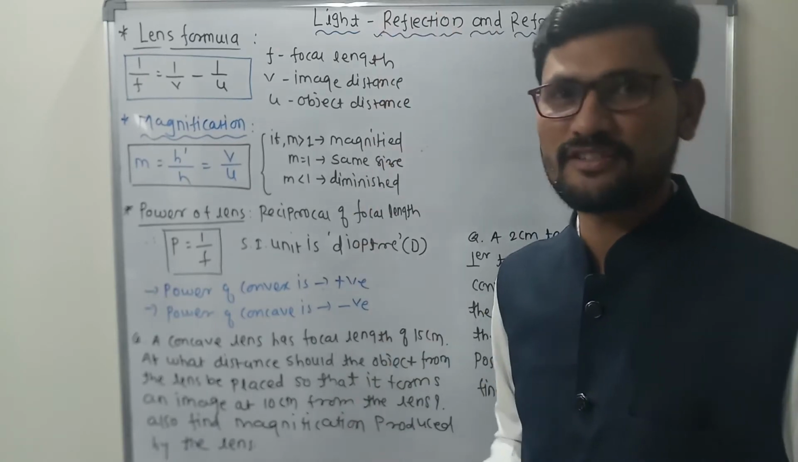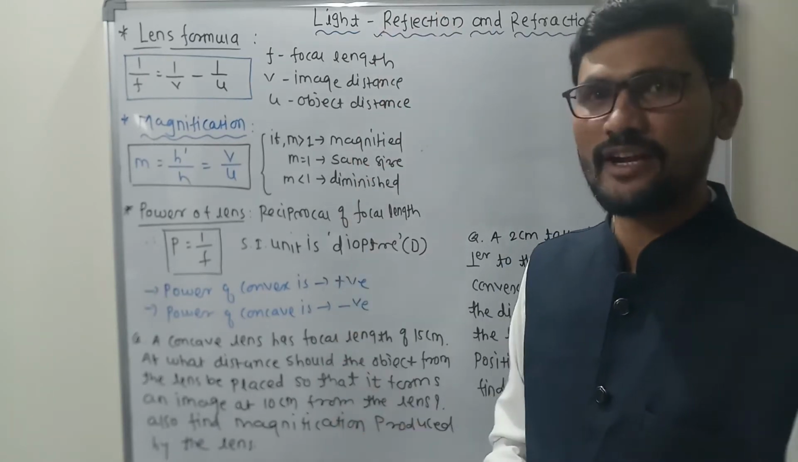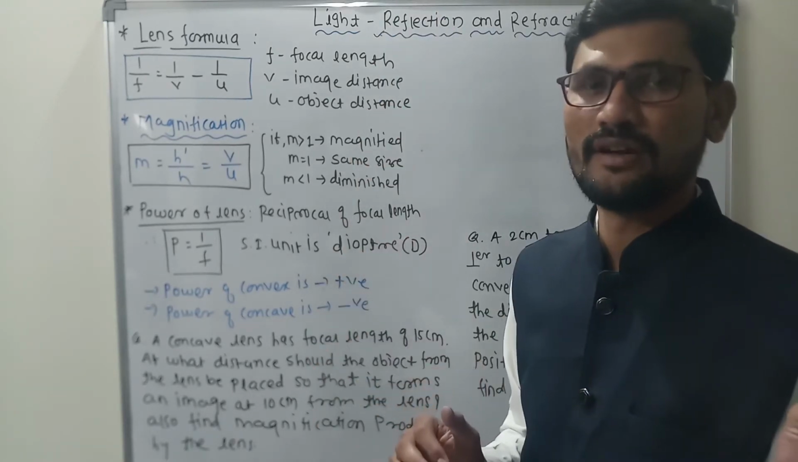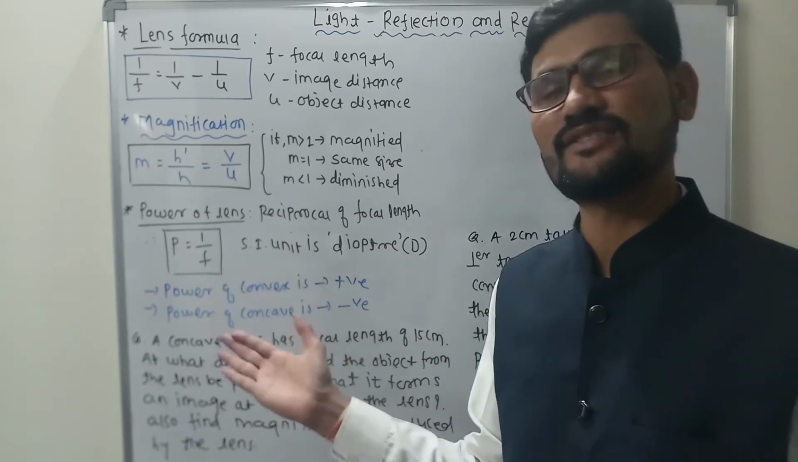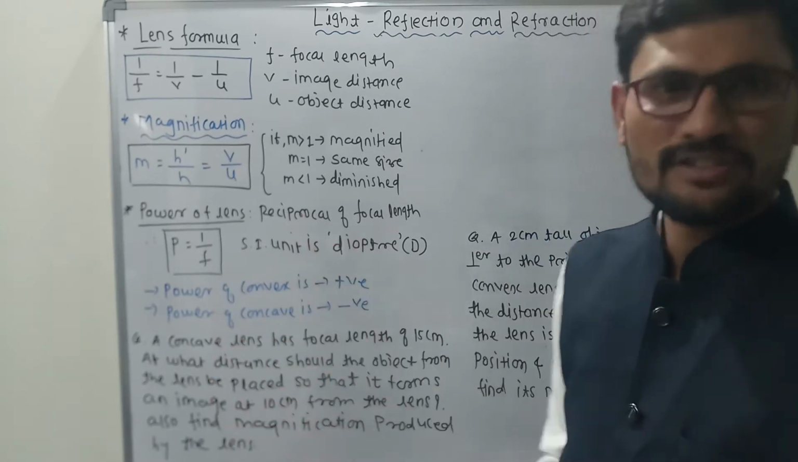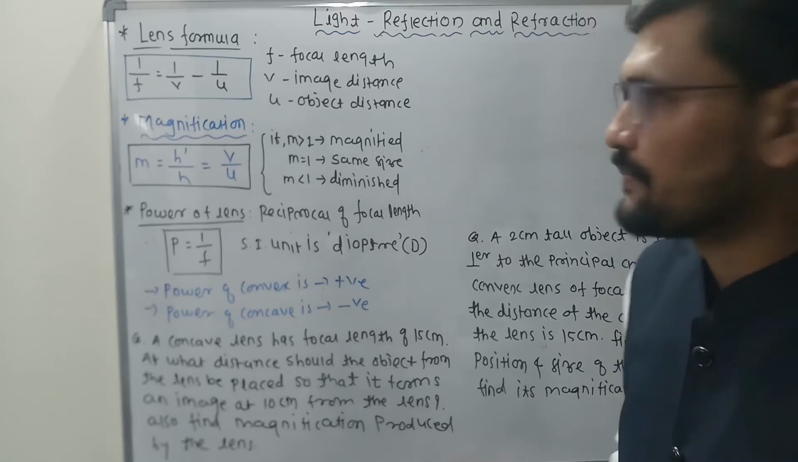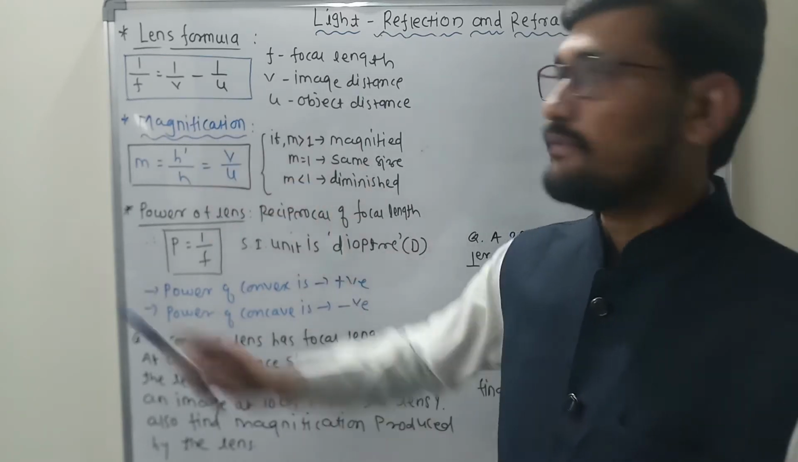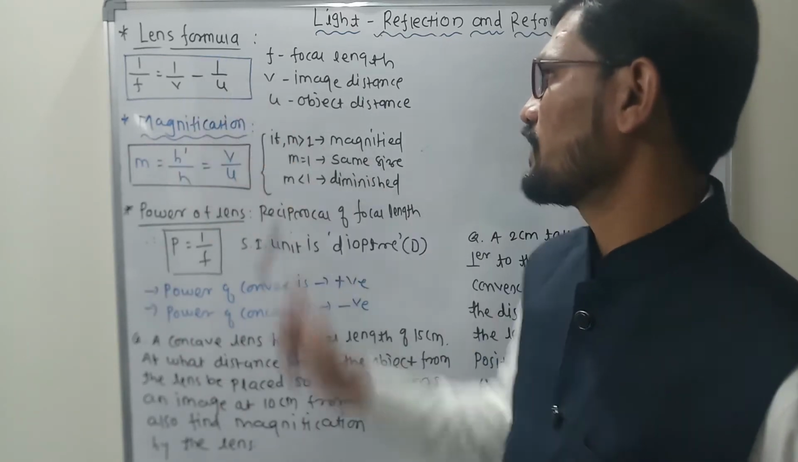Above the principal axis is positive, below the principal axis is negative, left from the lens is negative, right from the lens is positive. All these sign conventions are the same. Clear? So the formula is 1 by f is equal to 1 by v minus 1 by u.